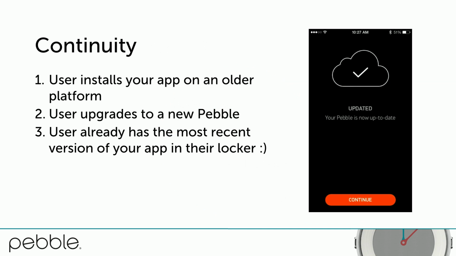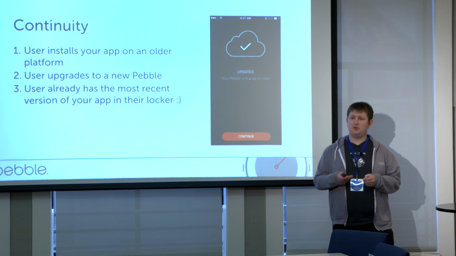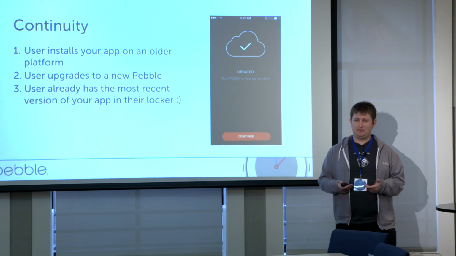Another reason is continuity. This is the argument that if you already have an app targeting the Aplite platform, and a user upgrades to a newer Pebble, and they already have your app in their locker, then if your app is also on the newer platform, it'll already be in their locker when they come to the new platform. So this is great if you want to make sure that your users continue to use your app once they upgrade to a new Pebble.